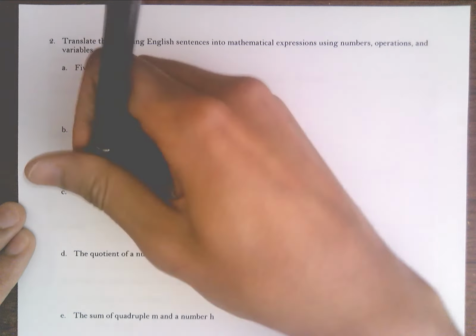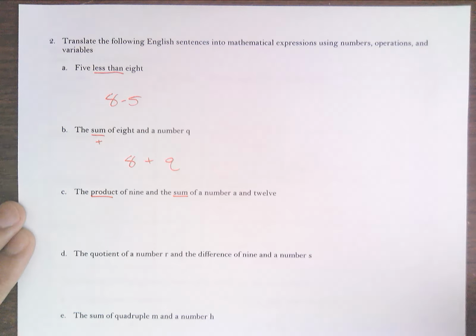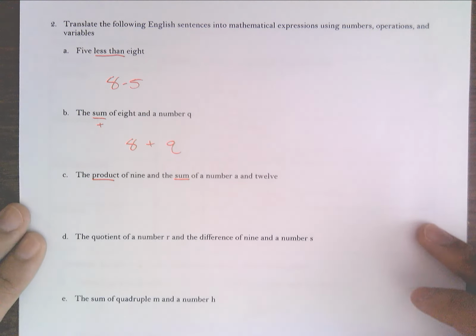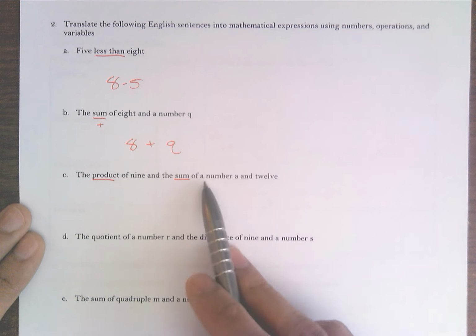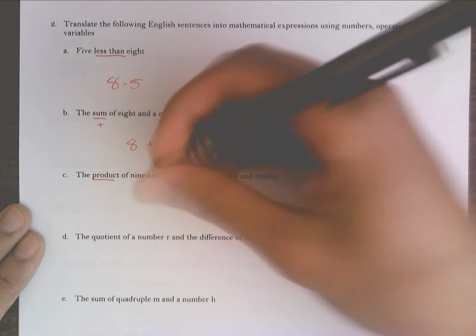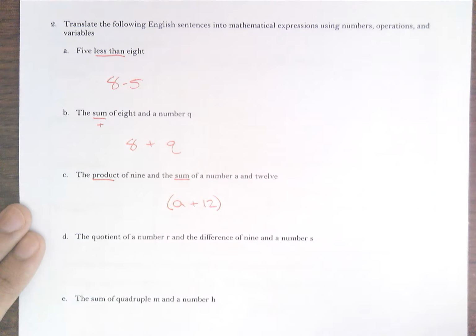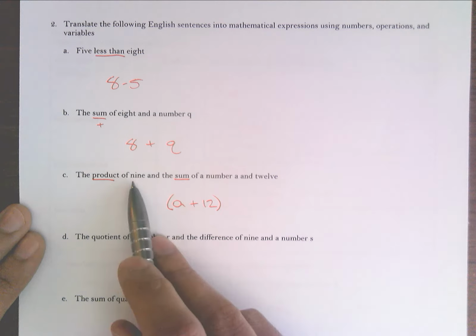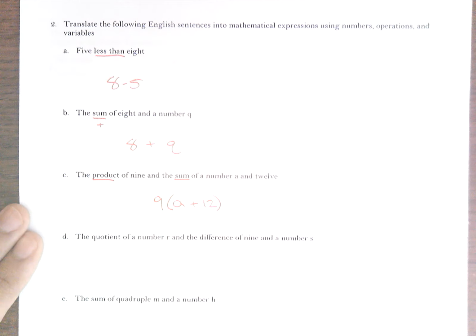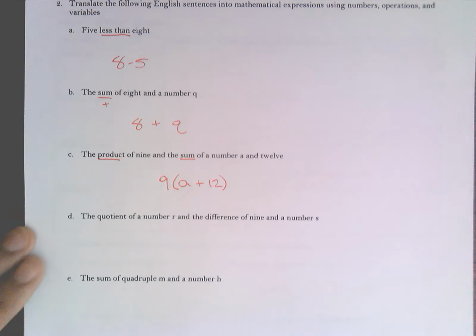The product of 9 and the sum of a number a and 12. So we're saying the product of 9 and a sum. So what is that sum? That sum is a and 12. So this whole thing is a sum, and we want the product of 9 and that sum. So we want to multiply by 9. So notice this is the product of 9 and the sum, not 9 and a or 9 and 12. So we take the sum first. That's why we need the parentheses.